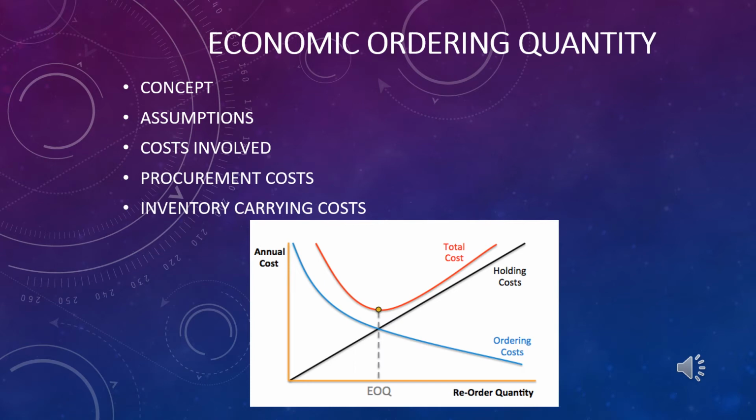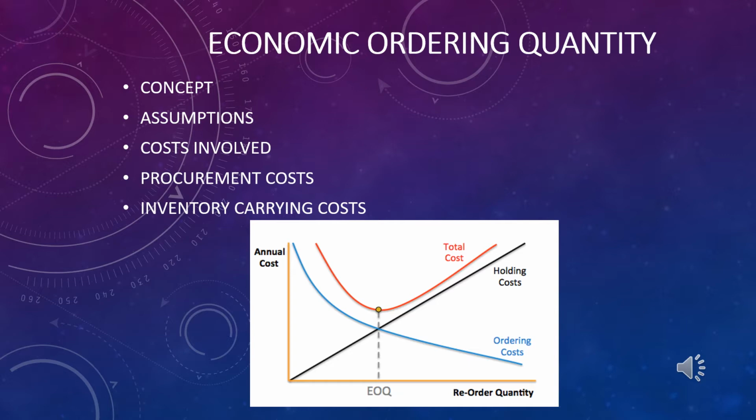Welcome to the concept of economic ordering quantity. Economic ordering quantity can be defined as the ideal ordering quantity of an organization on how to purchase the products that they require, while also minimizing the inventory costs, which are the holding cost, the shortage cost, and the order processing cost.